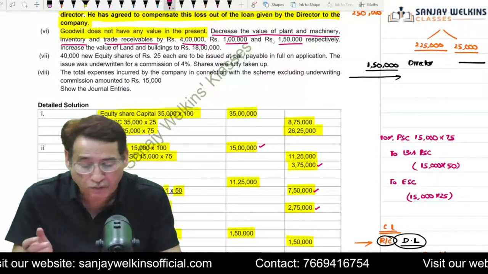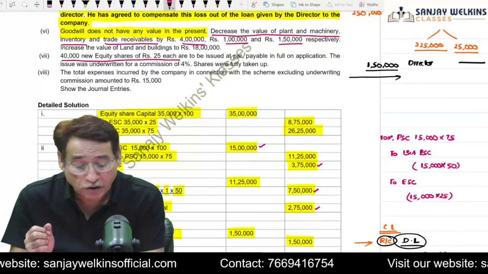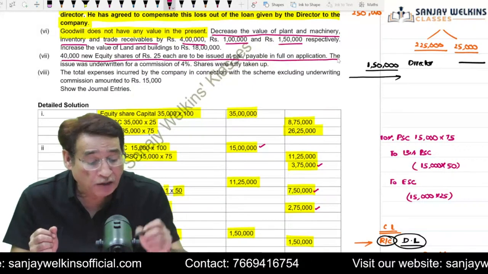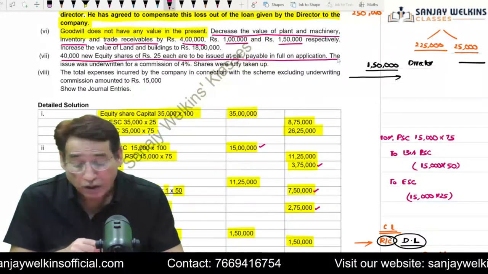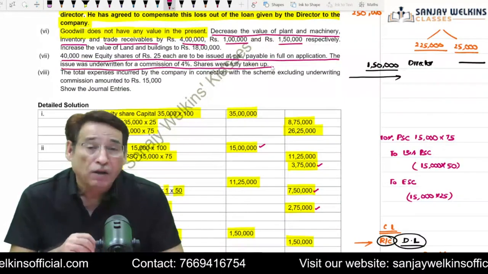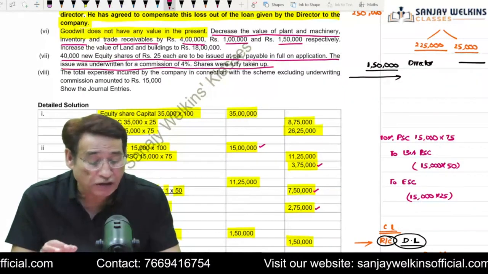You will have to write them off. Now the question also states that 40,000 new equity shares of 25 each are to be issued at par and payable in full on application. The issue was underwritten for a commission of 4%. Now pay attention here. 40,000 new equity shares of 25 were issued.